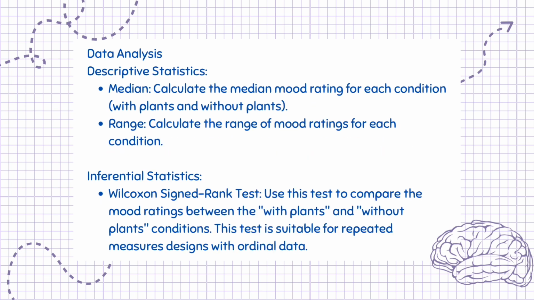Data analysis. Descriptive statistics. Median: calculate the median mood rating for each condition, with plants and without plants. Range: calculate the range of mood ratings for each condition. Inferential statistics. Wilcoxon signed-rank test: use this test to compare the mood ratings between the with plants and without plants conditions. This test is suitable for repeated measures designs with ordinal data.